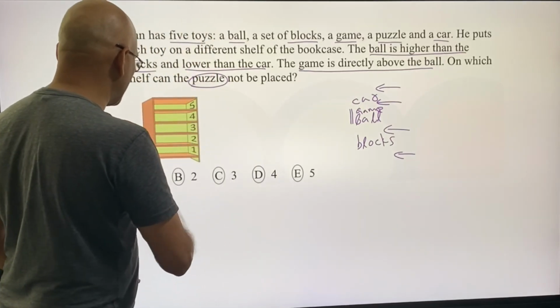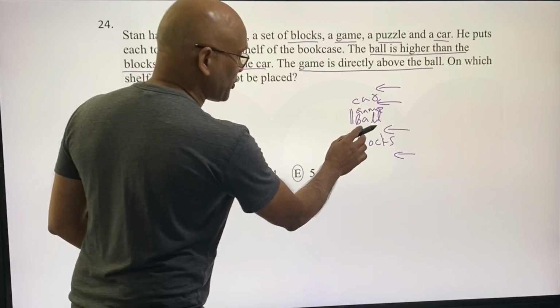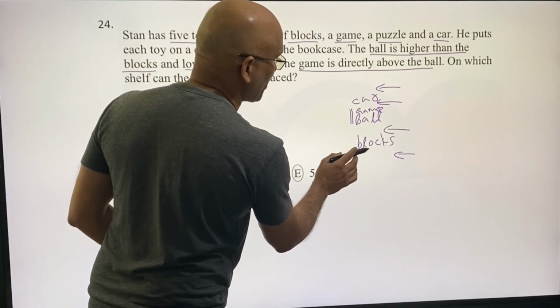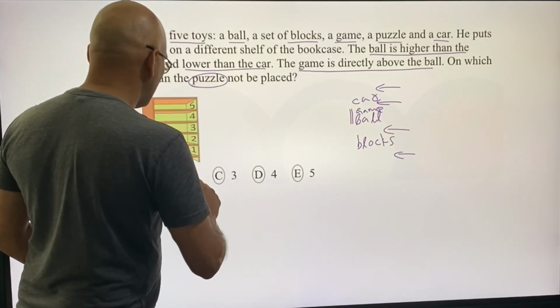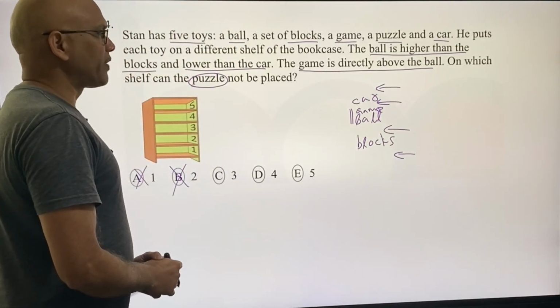So A cannot be the correct choice. I can also put it on 2 because I can first put the block and then the puzzle. So B is also not the correct choice.